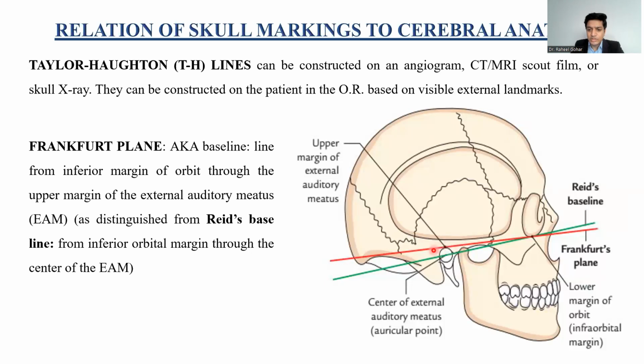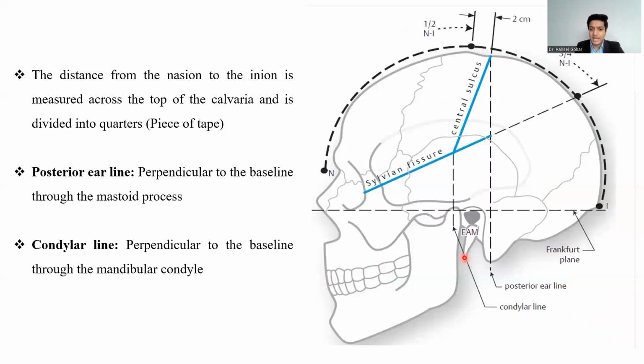the external auditory meatus. Then there is another line which is known as Reid's base line, which starts again at the inferior margin of the orbit and goes to the center of the external auditory meatus. These are 2 very important lines.